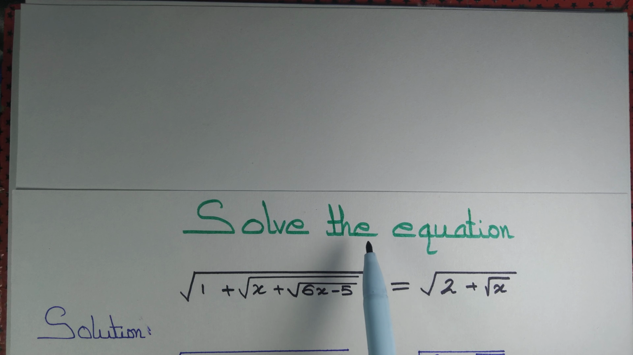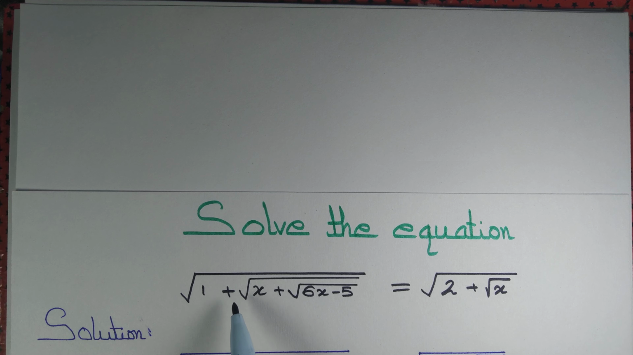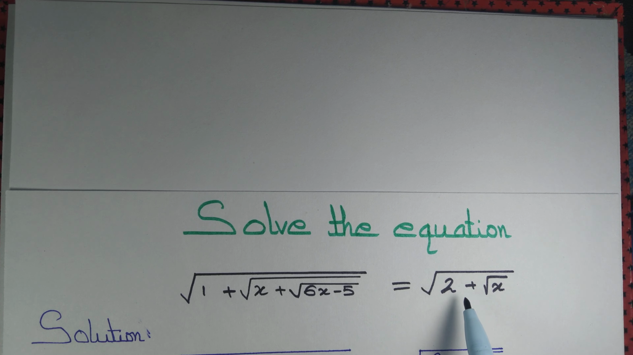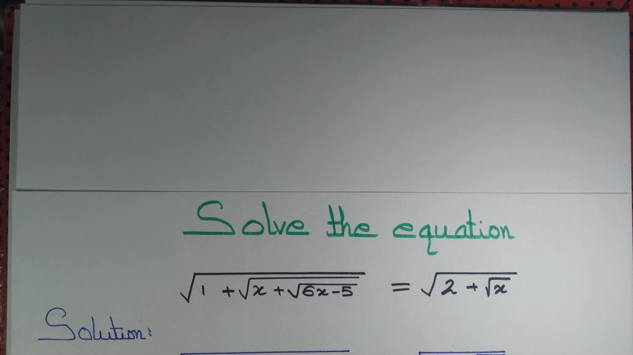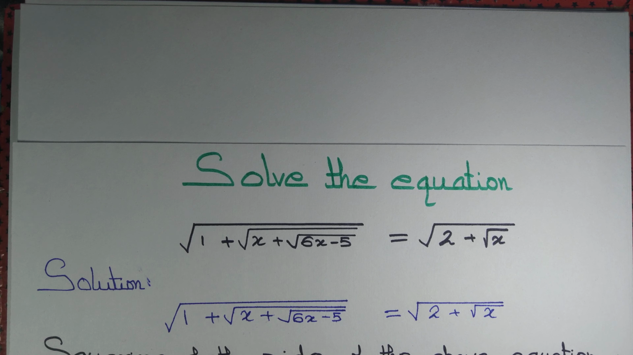Let us solve the equation: square root of 1 plus root of x plus root of 6x minus 5 equal to root of 2 plus root x. So we want to solve this equation. Let's write it once again.